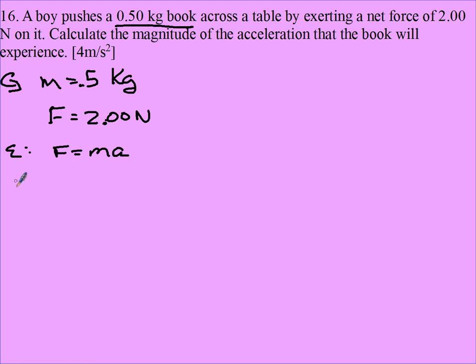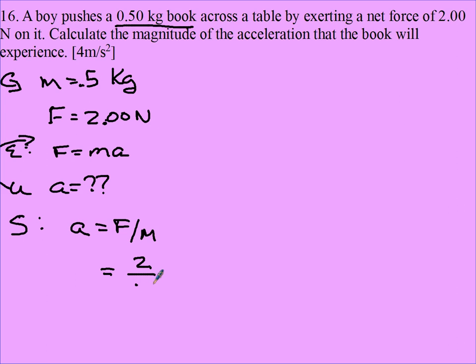And I want the acceleration, so my unknown is the acceleration. That's my equation. I got these out of order. I'm looking for my unknown. I'm going to solve my equation now for acceleration. Acceleration is F divided by m. So this is 2 divided by 0.5, or 4 meters per second squared.